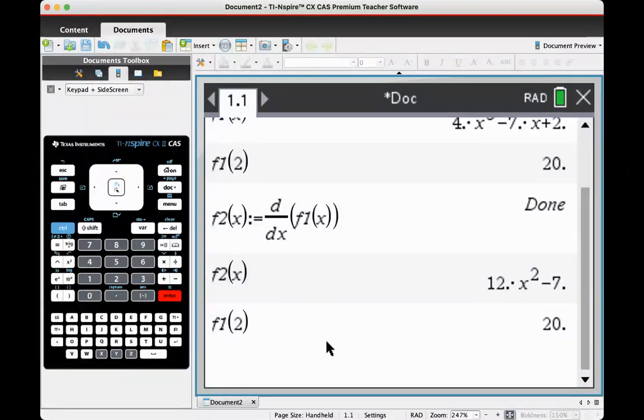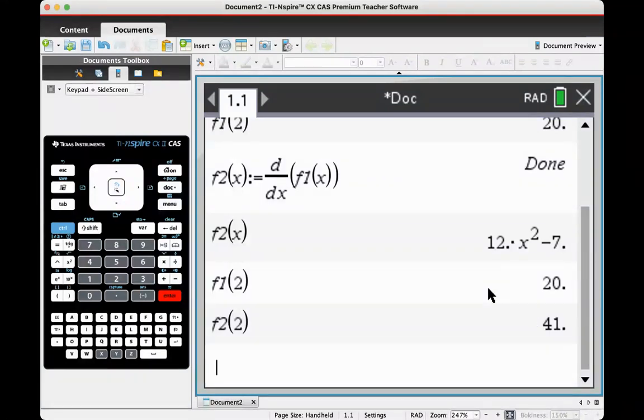2, 20 is my coordinate point, because that coordinate point of the original function is also going to be a coordinate point of the normal. The next thing is I need to work out what the gradient is at x equals 2. Now, if I go f2 of 2, f2 being the gradient function, then 41 is the value of the gradient at that point.